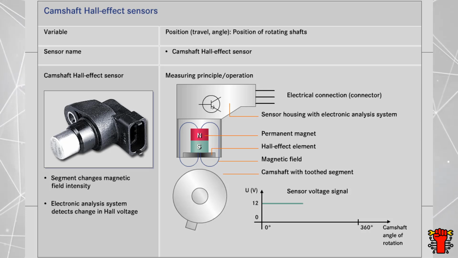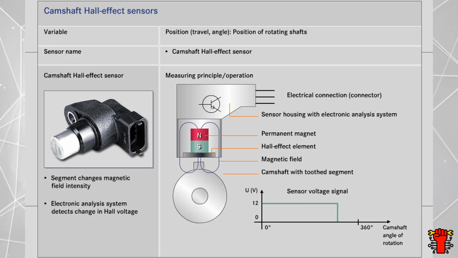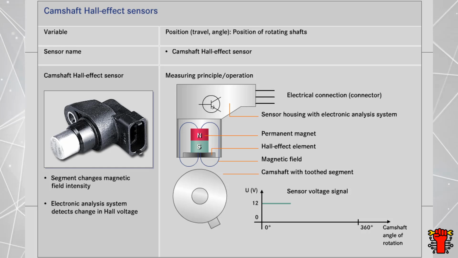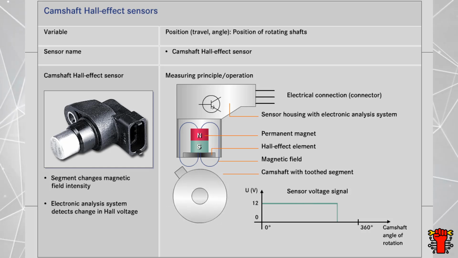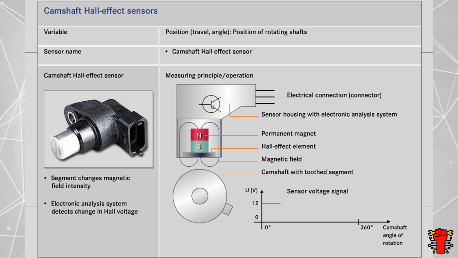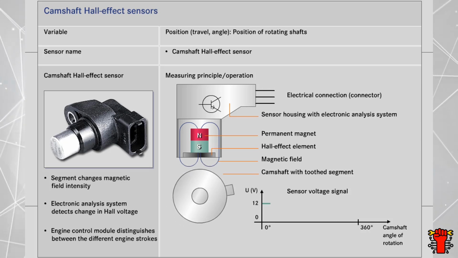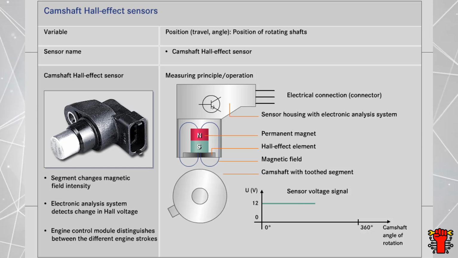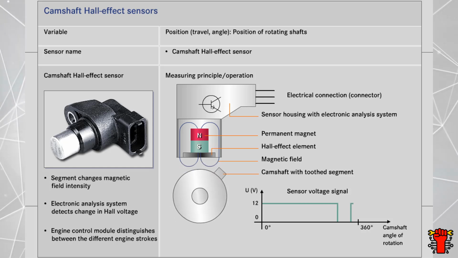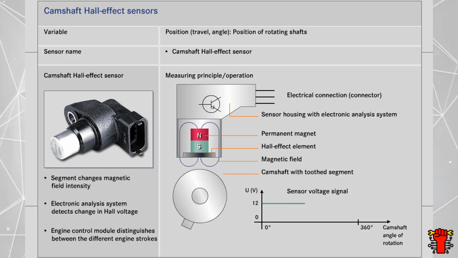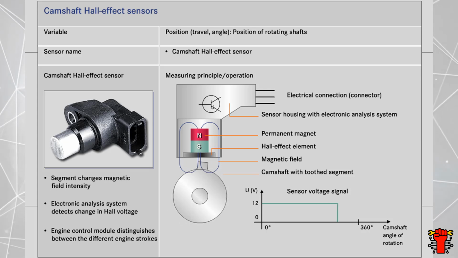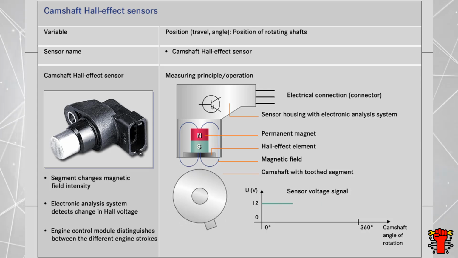The electronic analysis system in the sensor amplifies the Hall voltage so that the sensor signal jumps from the supply voltage to 0 and vice versa. This signal is used by the engine control module to distinguish between the compression stroke and the exhaust stroke. This and the signal from the crankshaft position sensor are used to synchronize the firing and injection order.